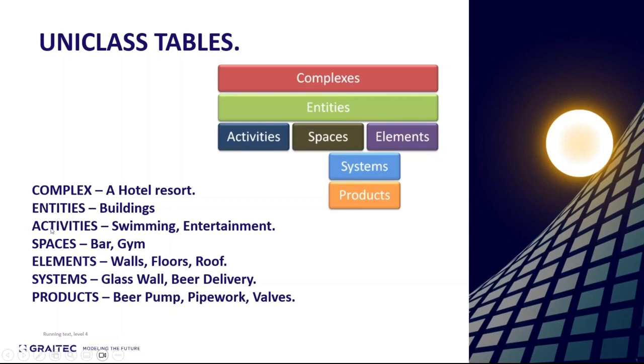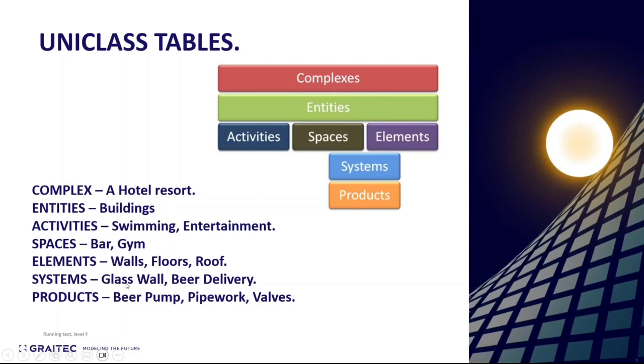And of course, those entities will have spaces. They'll be described as a bar, hotel bedrooms, living areas, etc. So the entities would be defined by spaces, and those spaces would be defined. The spaces would be made up of elements, so walls, floors, roofs, etc. Those elements may be grouped together to define a system.